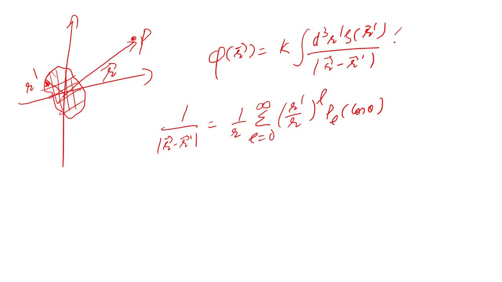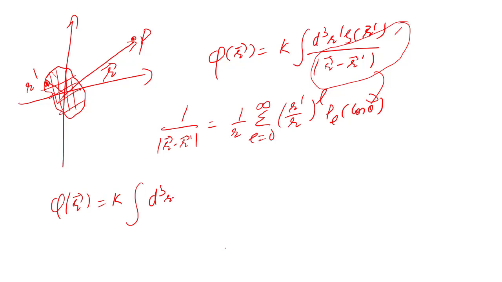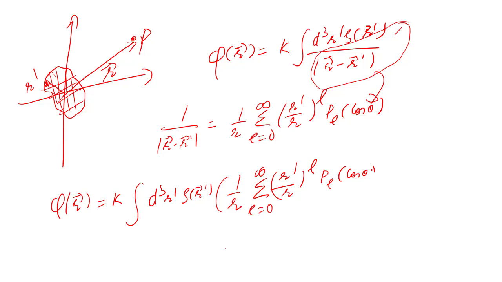So instead of this 1 over |r minus r prime|, I could plug this in. So then my phi of r would be k times the integral d cube r prime rho of r prime times 1 over r, sum over L equal to 0 to infinity of (r prime by r) to the power L, P_L of cosine theta. And we got this expression by doing the boundary conditions.